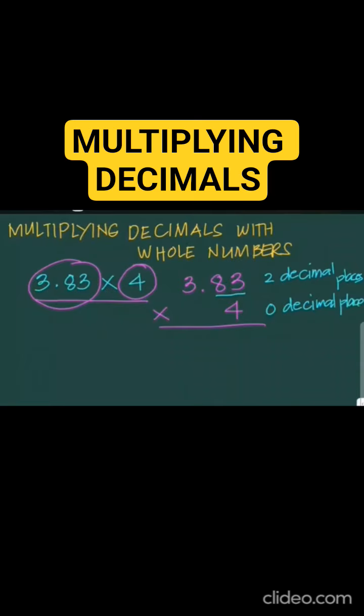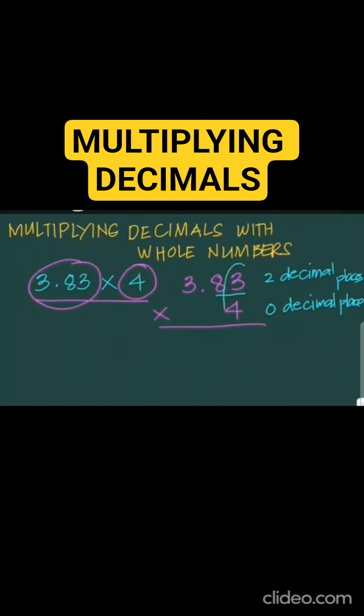Okay, since we have 2 decimal places for our decimal number and 0 decimal place for our whole number, then we add them up. We have a total of 2 decimal places, and then we can use that after we multiply the numbers. We can use 2 decimal places for our final answer for the product. So let's multiply 383 and 4.